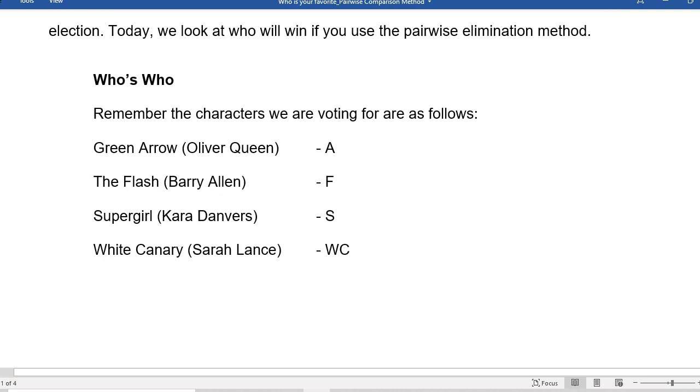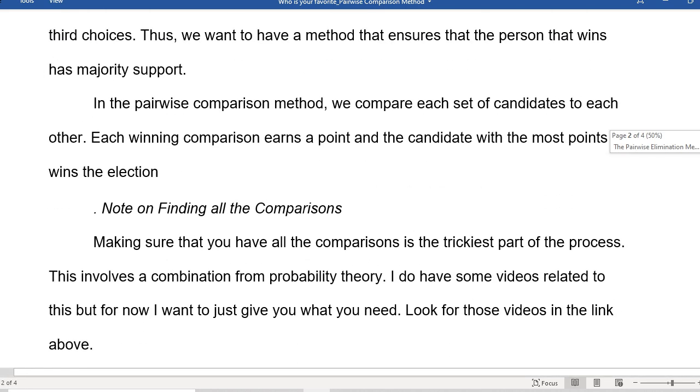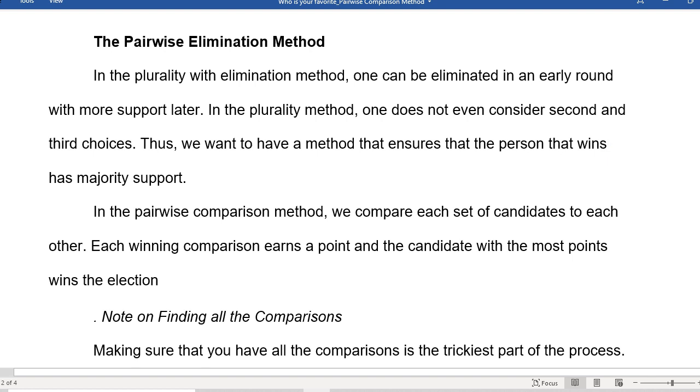Alright, so we are going to talk about who's who. Remember, the characters are Green Arrow, which is going to be denoted with an A in our table, The Flash with an F, Supergirl with an S, and White Canary with a WC. Those of you who've been following the series probably know that, but if you haven't, there it is. Alright, so here we go.